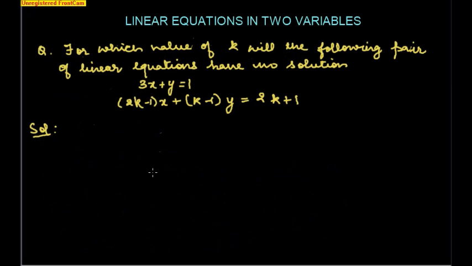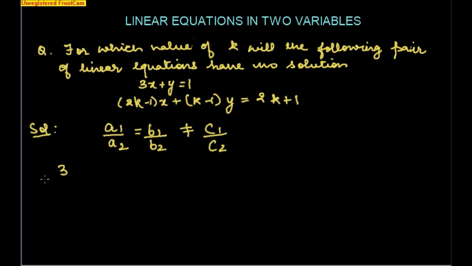For which value of k will the following pair of linear equations have no solution? Now it is said that these two equations given to us have no solution, and the condition for no solution is A1 upon A2 is equal to B1 upon B2 is not equal to C1 upon C2. So this is given to us.